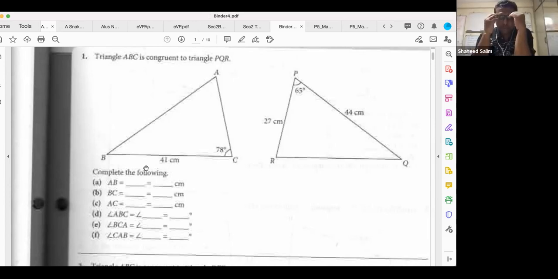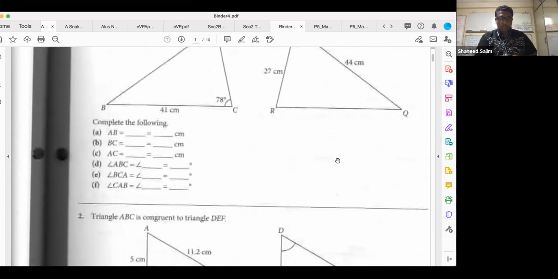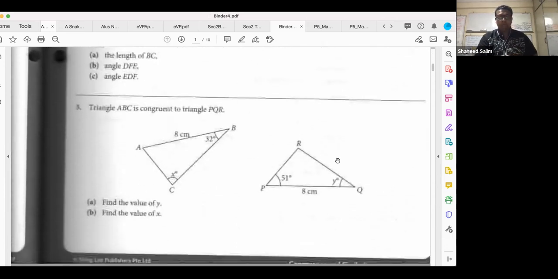All your arrangement of the angle names is perfect, so that means you have no issue. You know that ACB cannot be called QRP, right? It has to be called PRQ. So well done. Let us try question number 3.